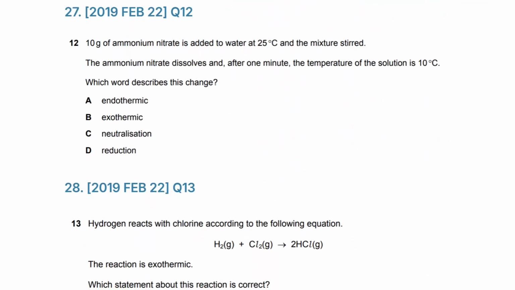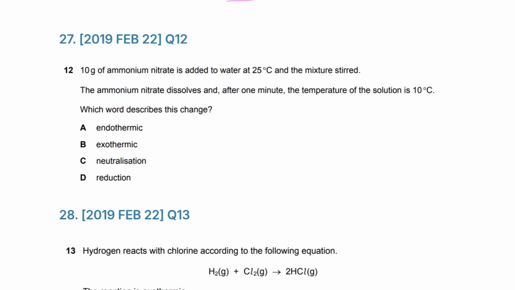10 grams of ammonium nitrate is added to water at 25 degrees Celsius and the mixture is stirred. The ammonium nitrate is dissolved and after 1 minute the temperature of the solution is 10 degrees. Remember, if the temperature has decreased, it means cooling took place, and whenever cooling takes place, it's endothermic. In endothermic, everything cools down, even the reaction mixture, and everything becomes hotter in exothermic. So is this endothermic or exothermic? It's obviously an endothermic reaction.